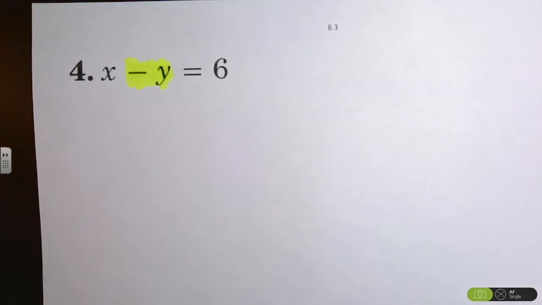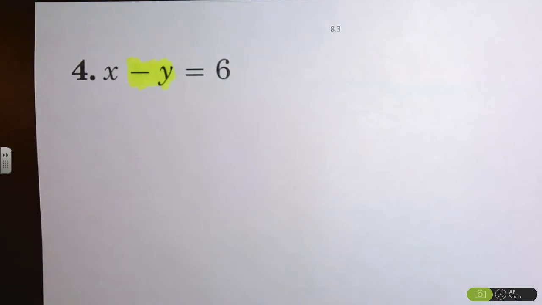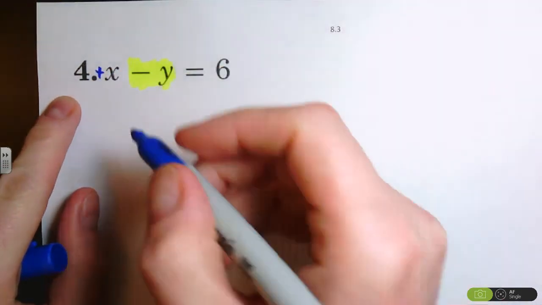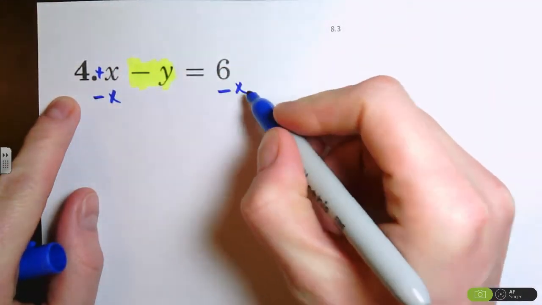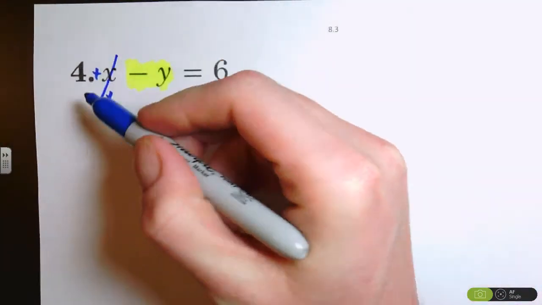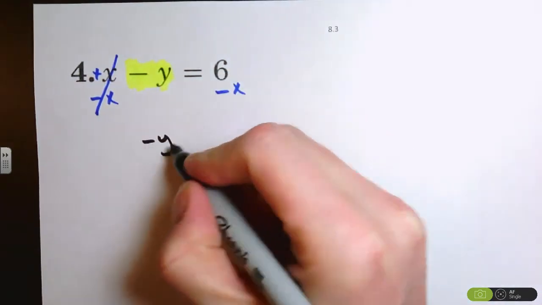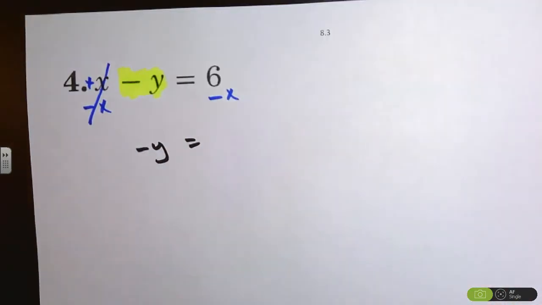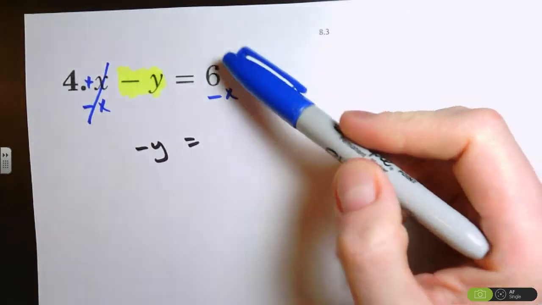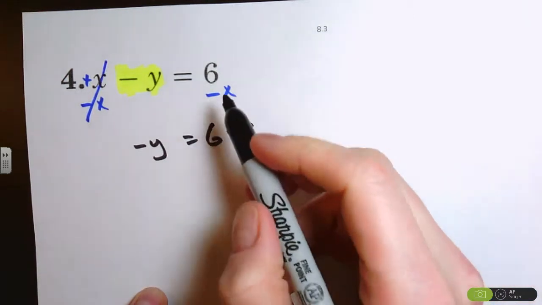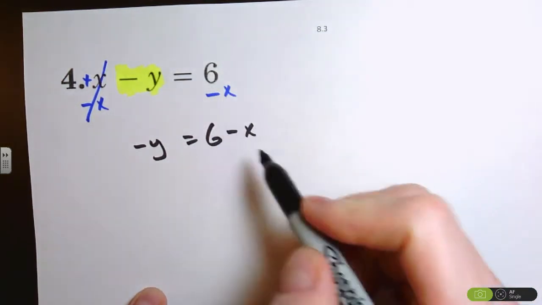Okay, so I've got to get y by itself. Right now it's x minus y, and a lot of people's first temptation is to add x to both sides, but x is positive and y is negative, so I have to subtract x from both sides. That gives me negative y on the left equals 6 minus x. Since I don't know what x is, I can't subtract them yet.